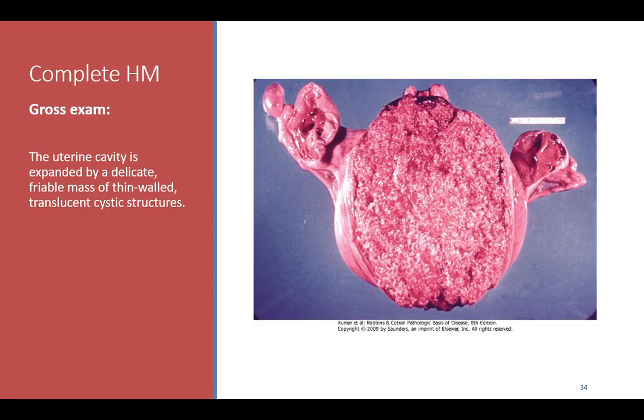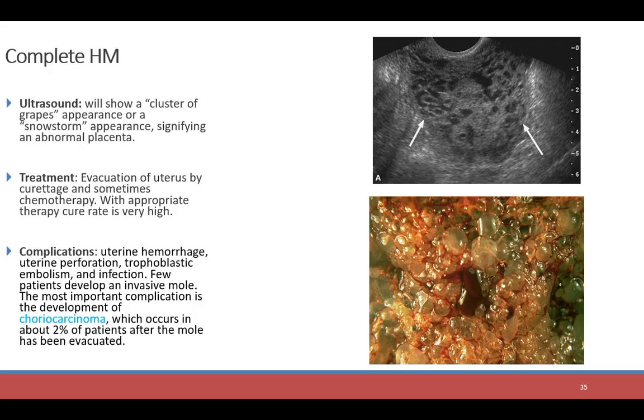In the complete mole, the uterus is completely distended by the grape-like villi. These villi are edematous, very edematous, looking like grapes. And if we do the ultrasound, we confirm. Another test by serology, we check the beta-HCG. Treatment in the complete mole, just evacuating the uterus is sometimes enough. Complications of the complete mole: sometimes bleeding, sometimes invasive mole, and rarely we can see transformation into choriocarcinoma.